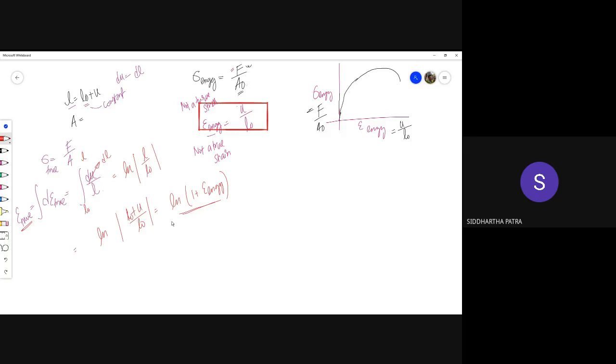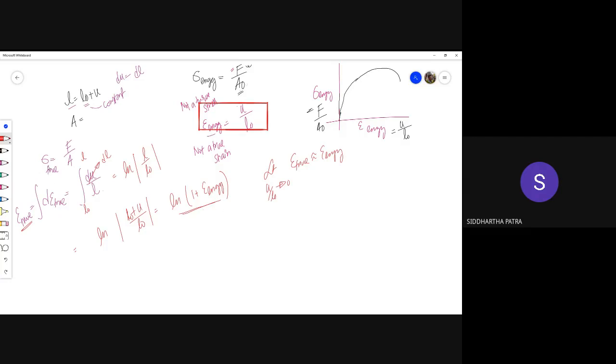And as you can see, in the limit epsilon engineering, or in the limit U by L0 tends to 0, the true strain actually is very close to engineering strain. As we know, in the limit epsilon engineering tends to 0, ln of 1 plus epsilon is epsilon, right? So that way it shows the consistency. Okay, if the strain is not large, the true strain and the engineering strain are the same.